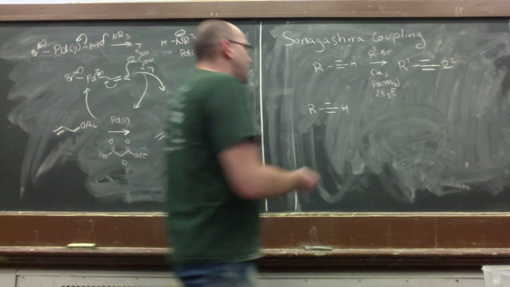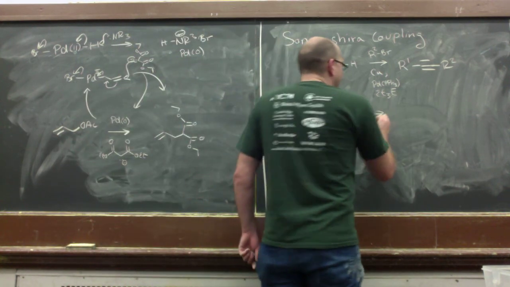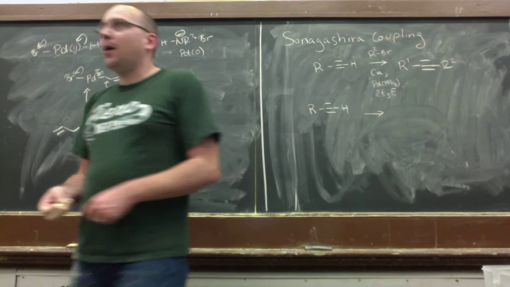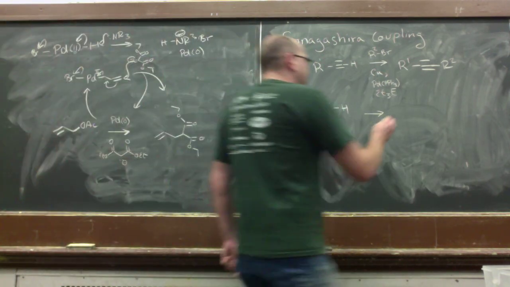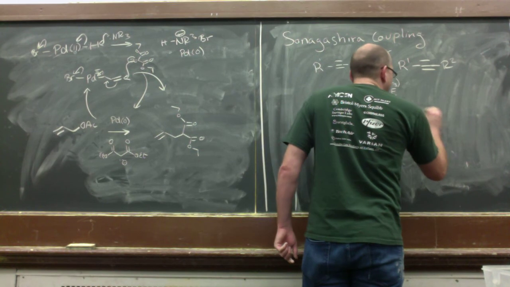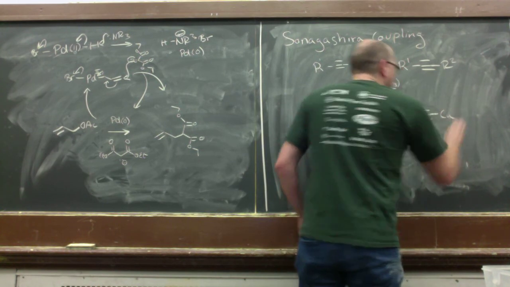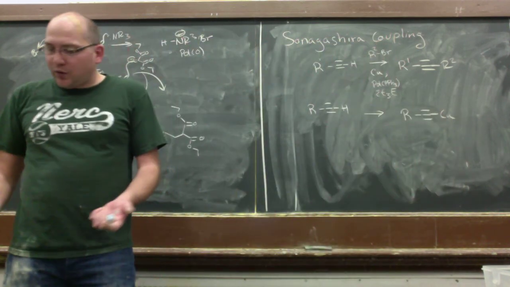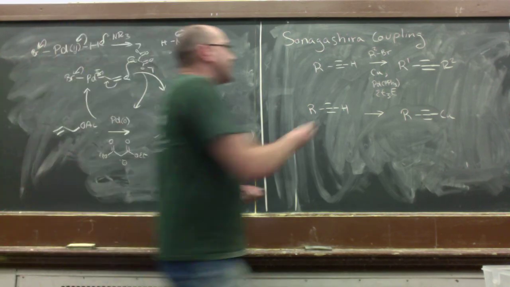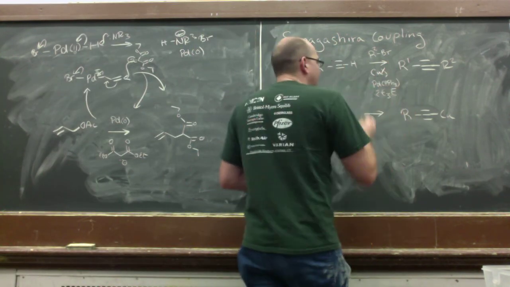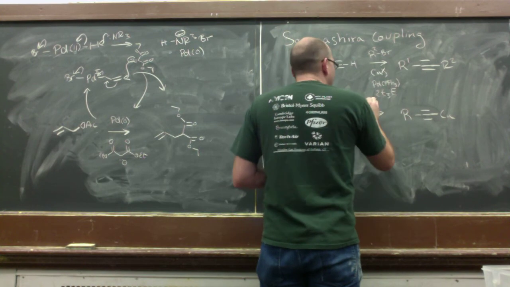But it's well known that if you take alkynes, terminal alkynes, and you treat them with copper and a little bit of base, what you can get to is alkynyl cuprates. So what you do in this process, you take this molecule and you treat it with copper, in this case copper halide, okay, because it's copper 1.